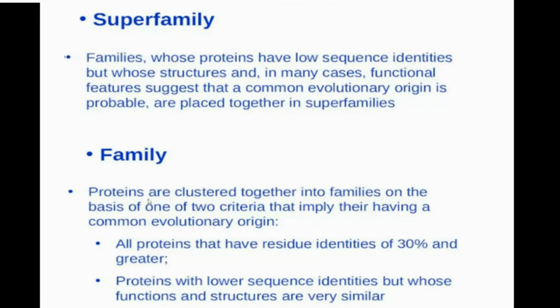Next level is the family. The proteins are clustered together into a family on the basis of one of two criteria that imply their having a common evolutionary origin. All proteins that have residue identity of 30% or greater. The second one is the proteins with a low sequence identity but whose function and structures are very similar are placed in a family. है ना, फैमिली में वो प्रोटीन्स रहेंगे when there is a clear evolutionary relationship.